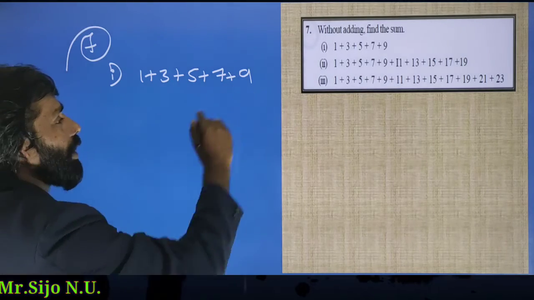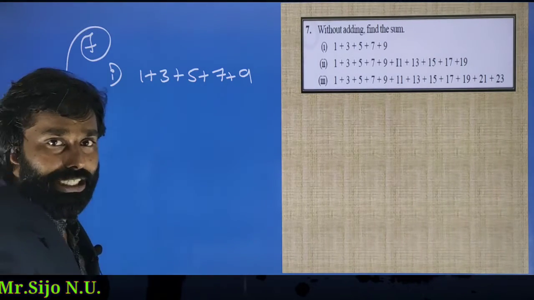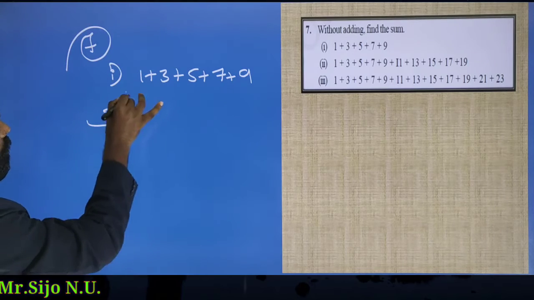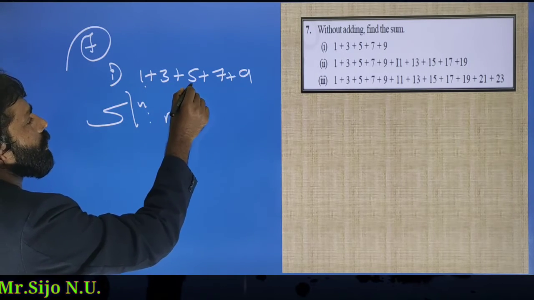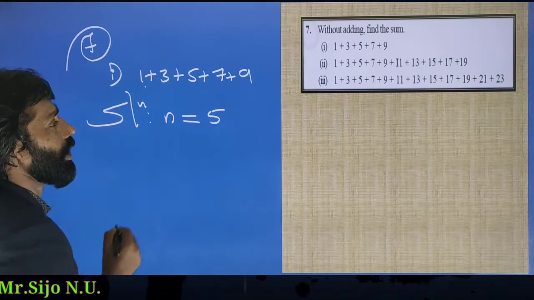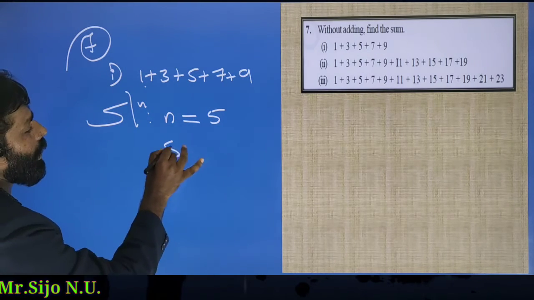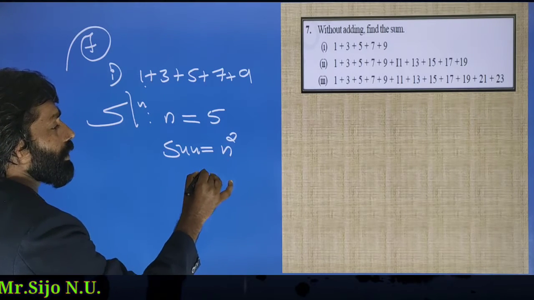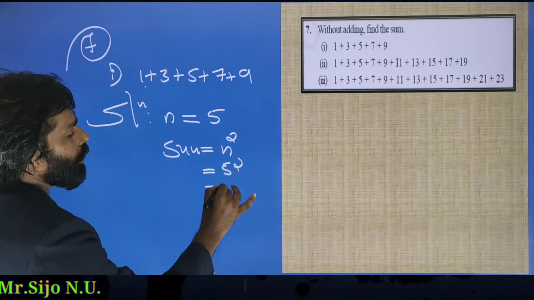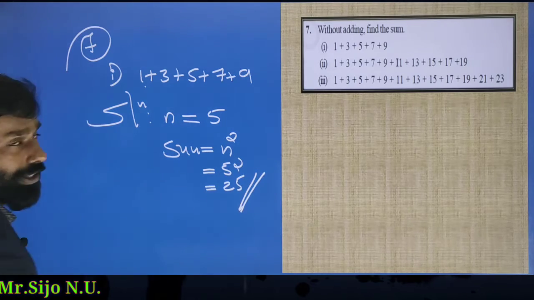So no need to add by usual addition. Right? What we have to do? First we have to check how many numbers there are. 1, 2, 3, 4, 5. There are 5 numbers. So its sum should be n square. That means 5 square. It should be 25. So we got the answer.